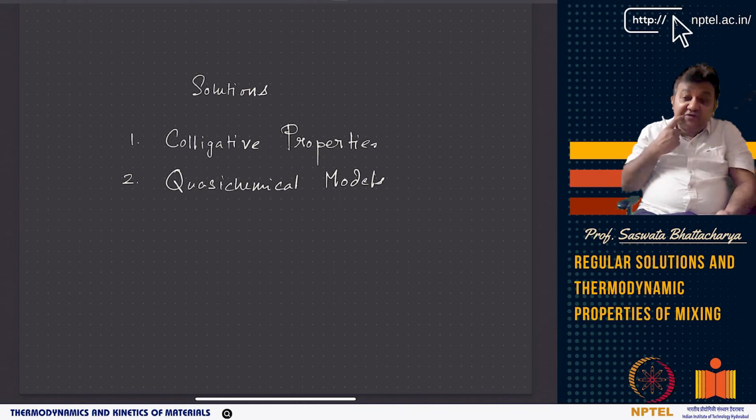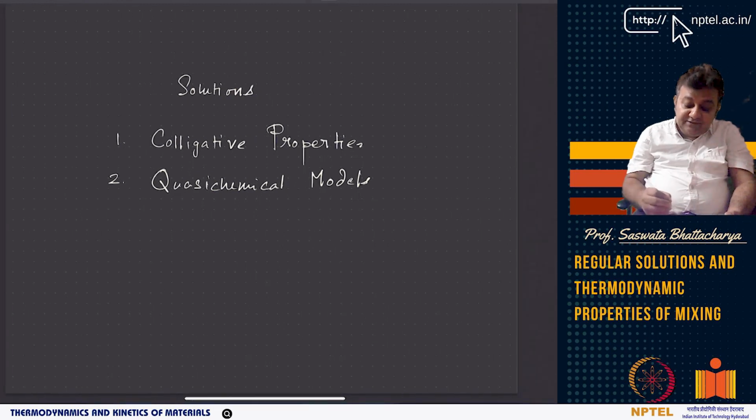We start with the revision of solutions. Then I'll discuss something called colligative properties, or collective properties, because of solute in solvent. We'll also discuss one very important type of model to describe solid solutions, liquid solutions, or different types of solutions. It can be a gas mixture also, and these are called quasi-chemical models. So we'll go into that, and we'll also discuss colligative properties.